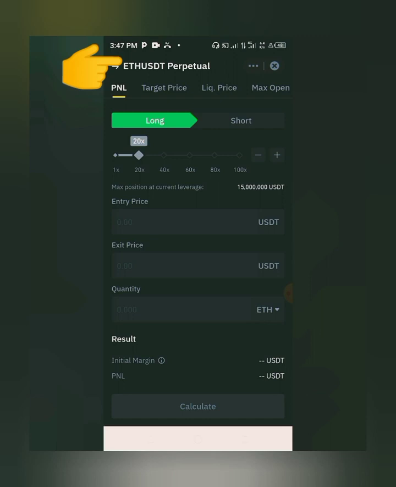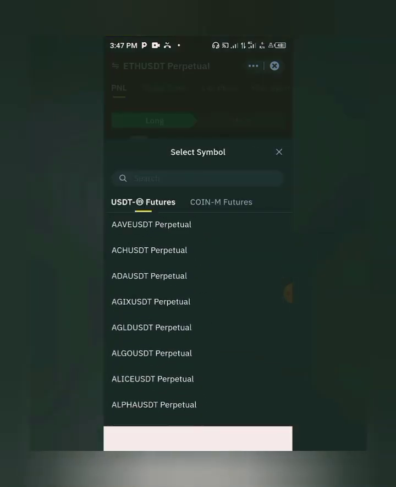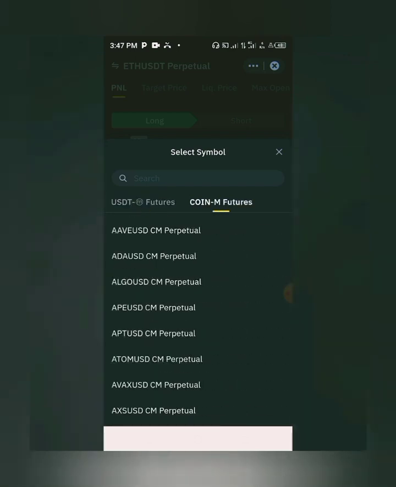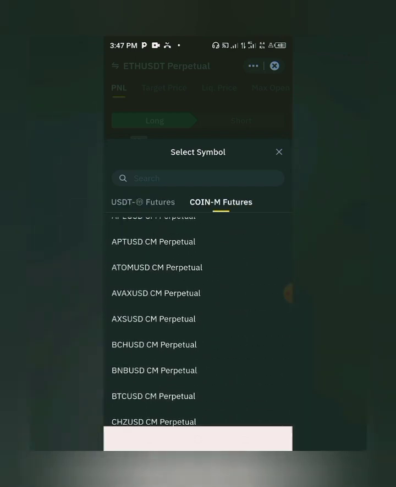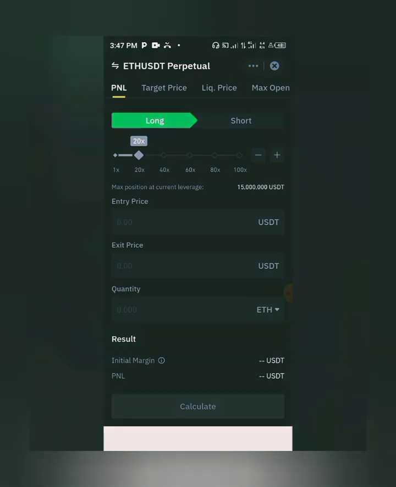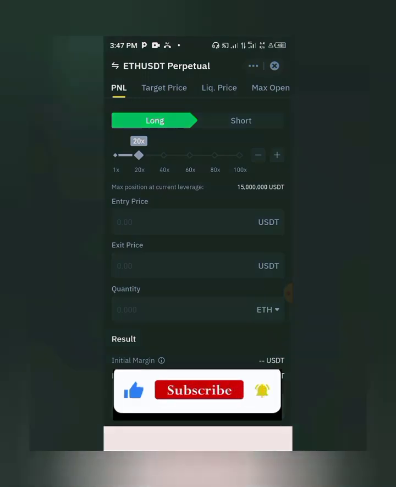If you want to select any one that you want to calculate or the one you're trading currently, you can just click here and check it. These are the contracts that you can calculate or you can trade with. Right now I'll be using the ETH/USDT perpetual contract for this video, calculating the profit and the loss, that is the PNL, of this contract.